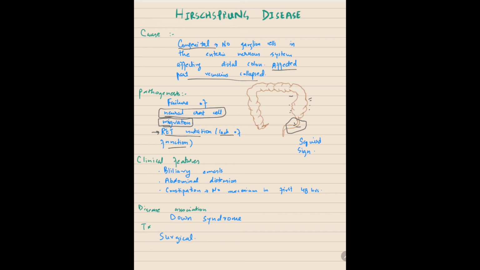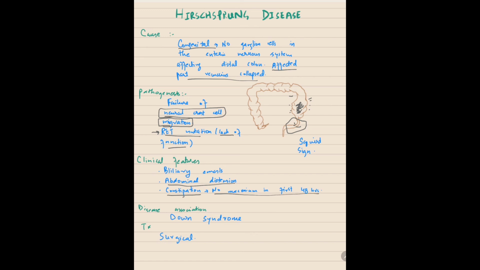Then coming down to the clinical features. You can imagine that when there is a collapse of this part of the intestine, the meconium, which is the first stool of the baby, will not be passed, and it will accumulate here. When it accumulates, it will cause distension of the abdomen. So abdominal distension is one, that's easy to know. Then there will be constipation. It's a no-brainer because there is collapse of the intestine, so there will be no meconium in the first 48 hours.